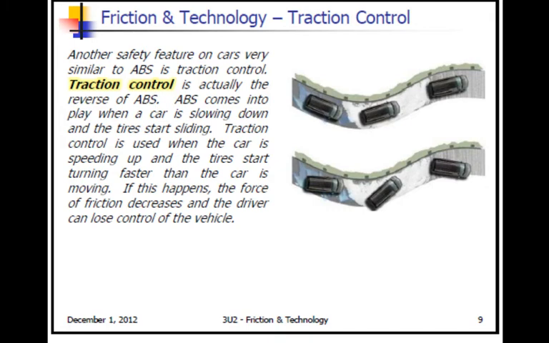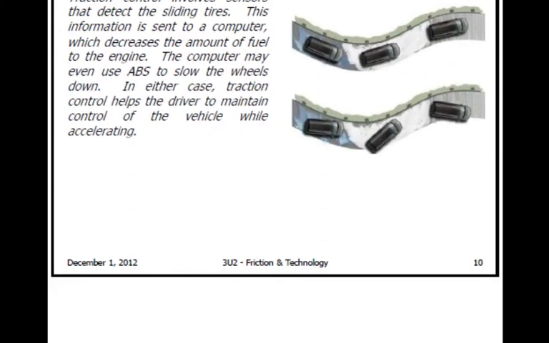Another feature similar to ABS is traction control. So this is kind of the reverse of the anti-lock brake system. ABS comes into play when a car is slowing down and the tires start sliding. Traction control is used when a car is speeding up and the tires start turning faster than the car is moving. So if this happens, the force of friction decreases and the driver can lose control of their vehicle. So kind of what you see there, where the car loses traction as it's on that curve. Traction control would prevent this.